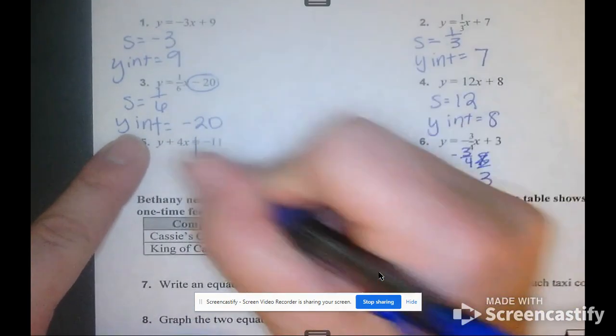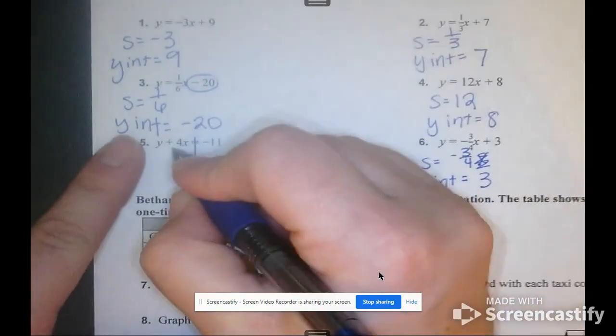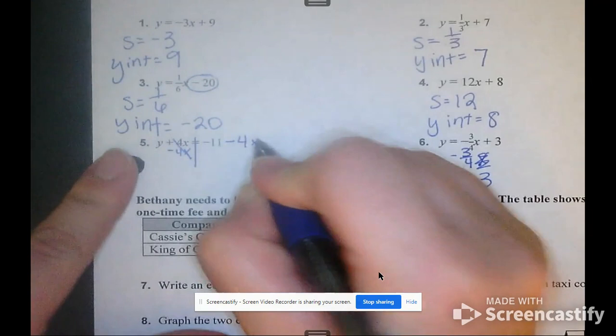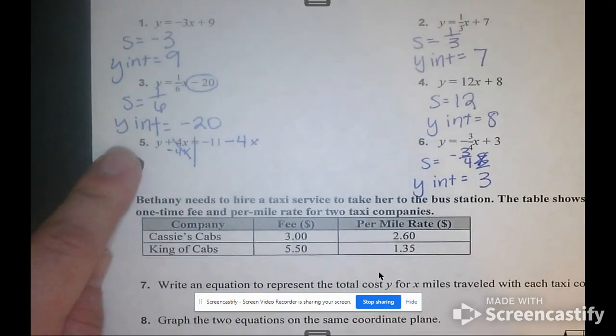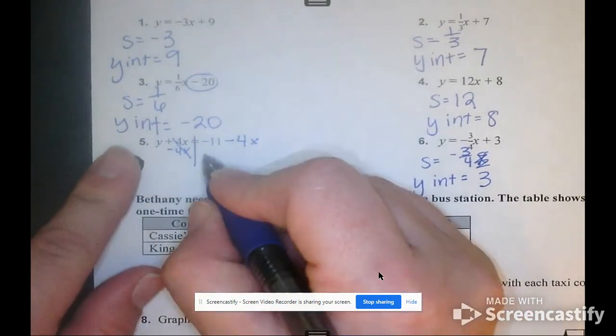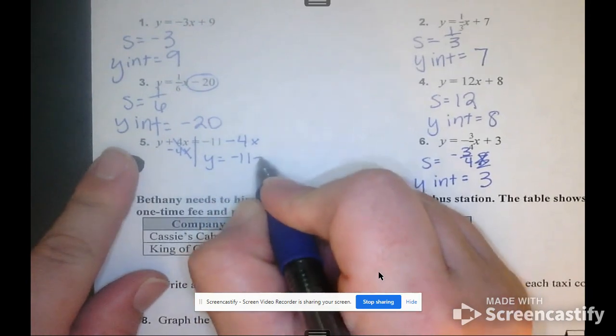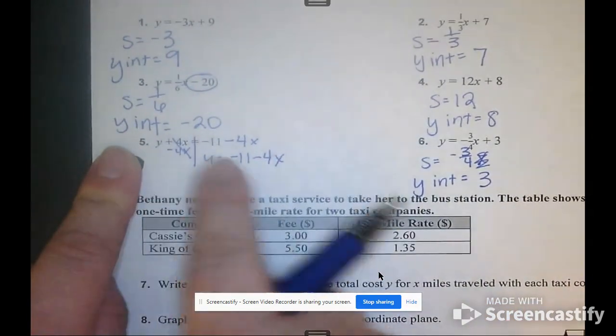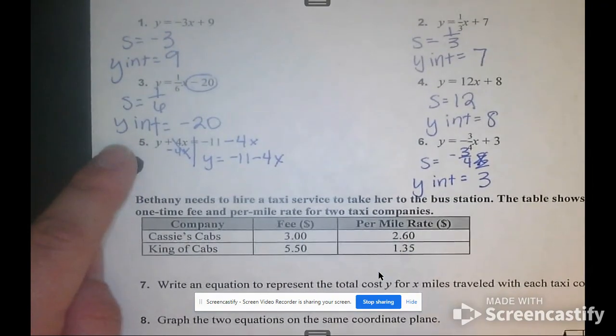What is the opposite operation for adding 4? Subtracting 4. Okay. So now is it y equals negative 11 minus 4x? All I did was have to use the opposite operation to get it over there.